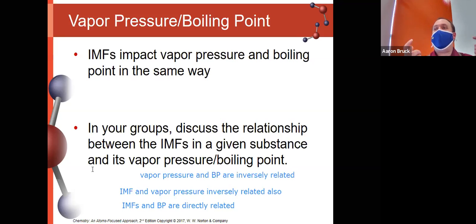So all three of these concepts are related to each other. They're just related in different ways. When I have strong intermolecular forces, I'm going to have low vapor pressure and high boiling point. When I have weak intermolecular forces, I'm going to have high vapor pressure and low boiling point. All three are interrelated.